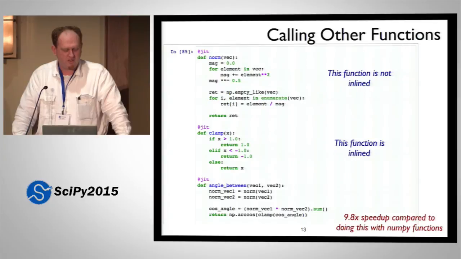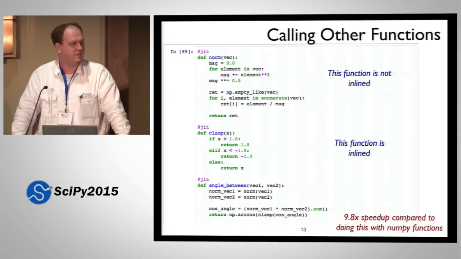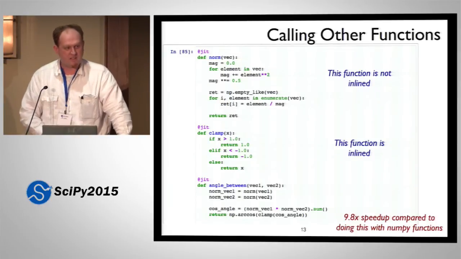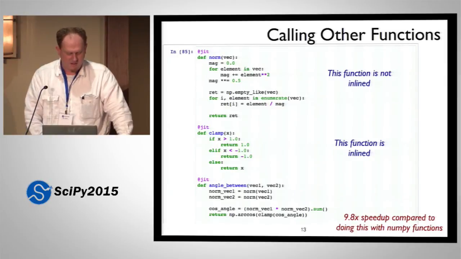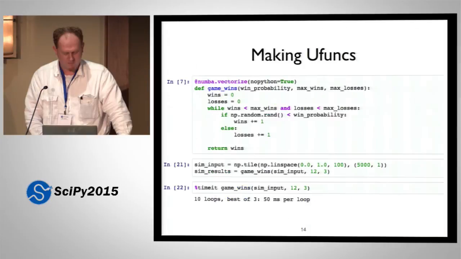LLVM makes the decision whether to inline, so you'll see that I actually inspected the output in order to figure out what was happening here. But the clamp function was inlined. The norm function was sufficiently complicated, it was not inlined. This all happens behind the scenes, but this is one of the many tricks we use to speed things up. And as it happens, this thing for finding the angle between two vectors is about 10x faster than NumPy.